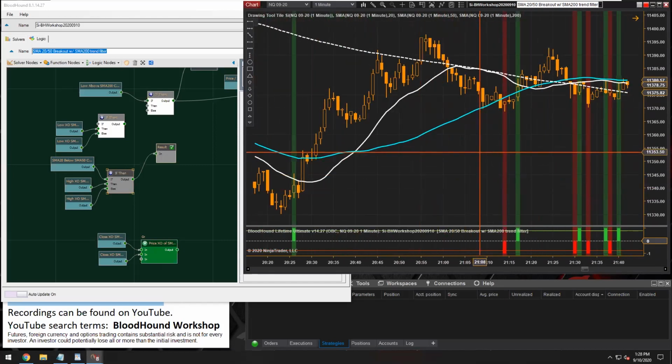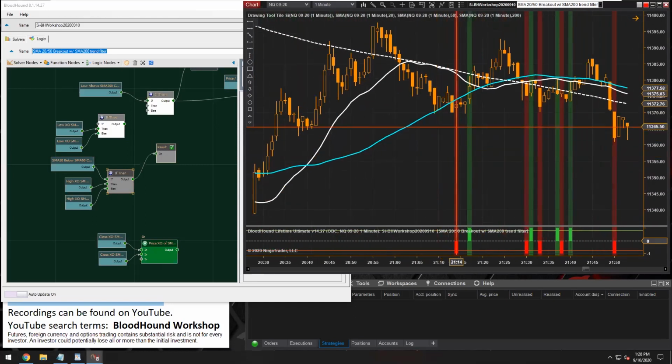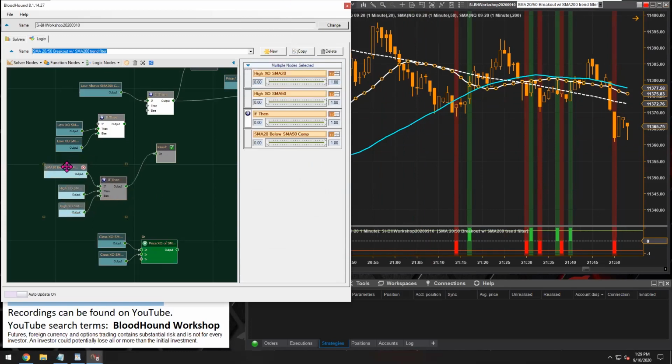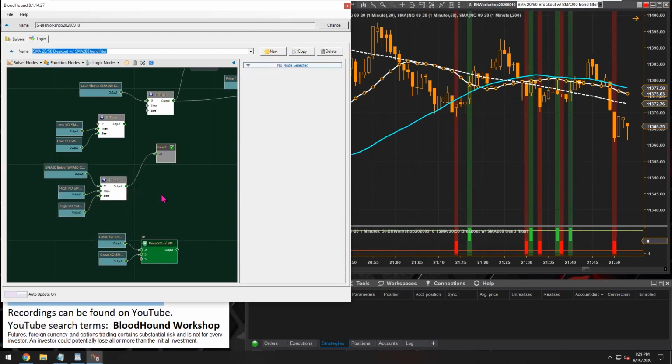And here we go. So now over here, the 50 is below. And so now we're seeing the high price crossing the 50 SMA only. Right, so we can see over here when price crosses the 20, those crossovers, right, are being ignored or blocked. They're not getting through because the 50 is below. Yeah. All right, so I think this will work here.